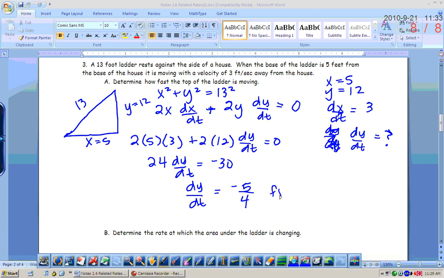Yeah, feet per second. Does it surprise you that dy/dt is negative? No, because if the base is moving outwards, then the top is having to move down, so the length y is decreasing.